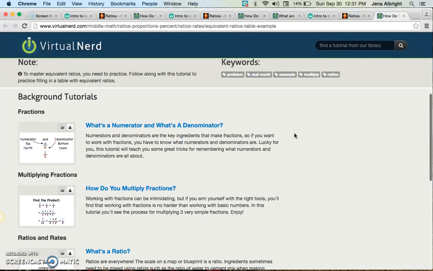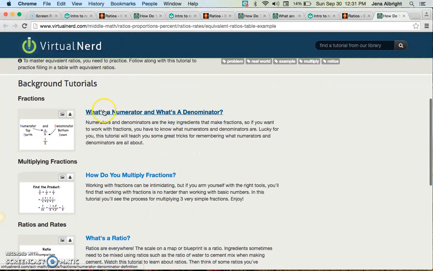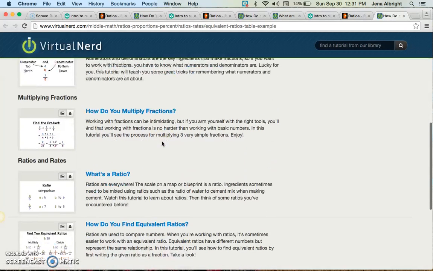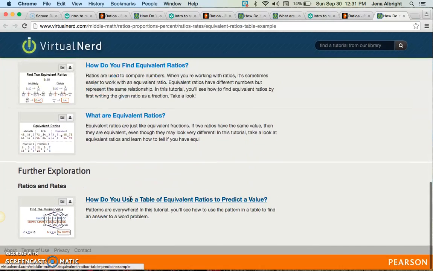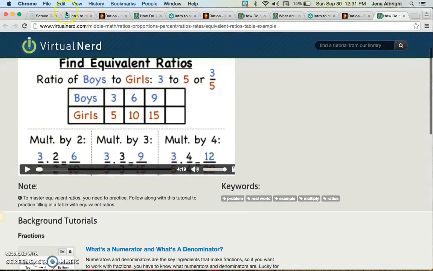Now if we scroll down, there's also some background tutorials that provide what fractions are with the numerators and denominators, how we can multiply fractions, and what a ratio is, and we can even explore even further in looking at rates, which we will get to even more in our next part of our lesson.